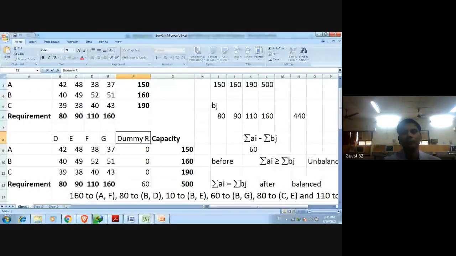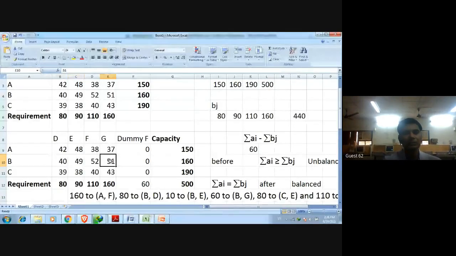AF, okay, 80 to BD. BD means this column will have 80. And 10 to BE, 10 here. 60 to BG means here. 80 to CE, CE means this.